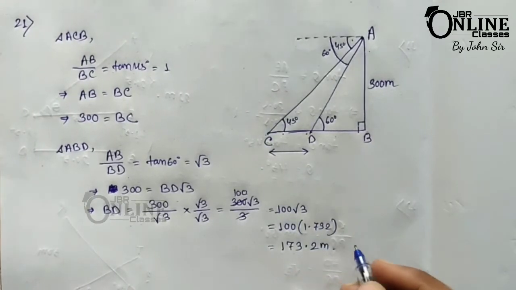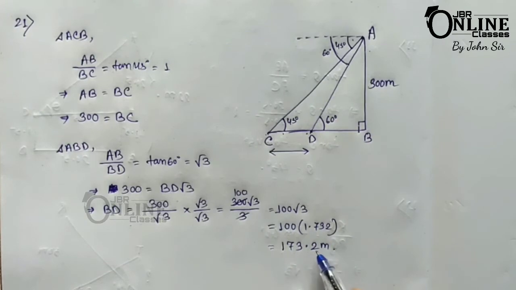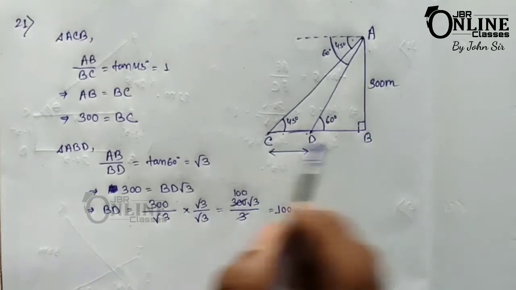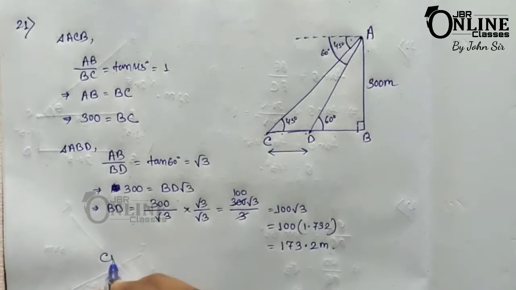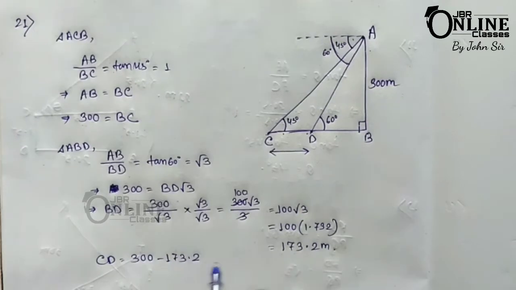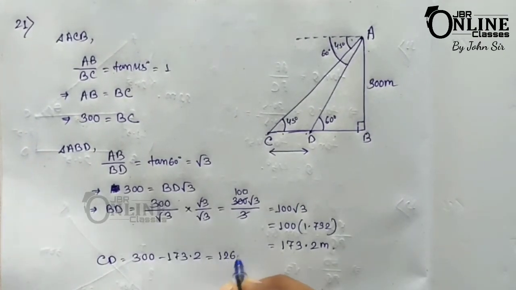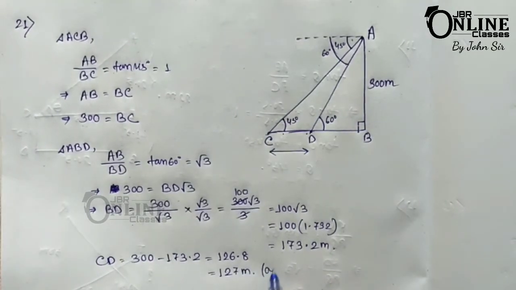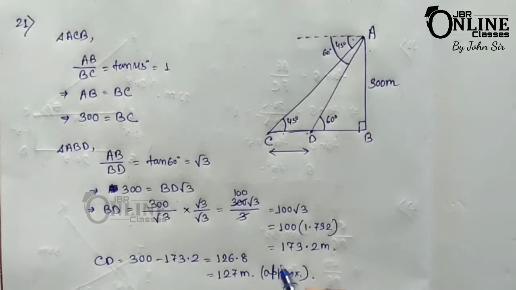173.2 meter. As BD equals 173.2 meter and BC equals 300 meter, the value of CD equals 300 minus 173.2, and that equals 126.8, so that means 127 meter approx. So the final answer is 127 meter approx.